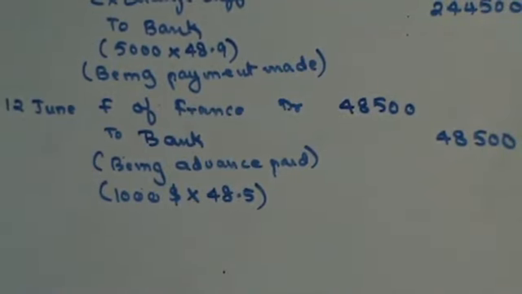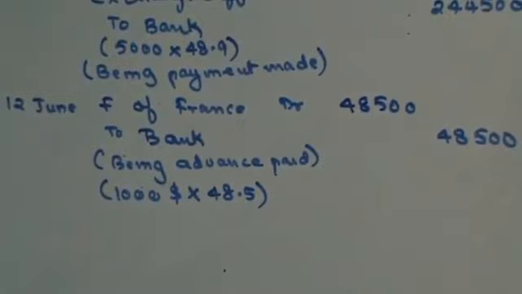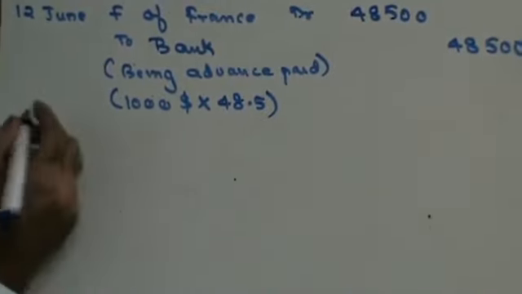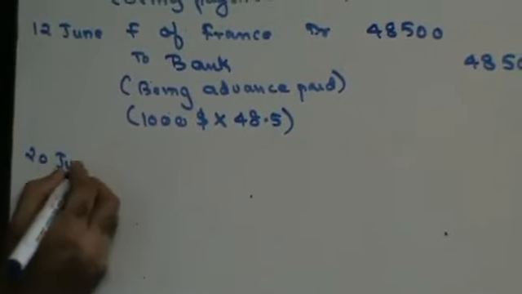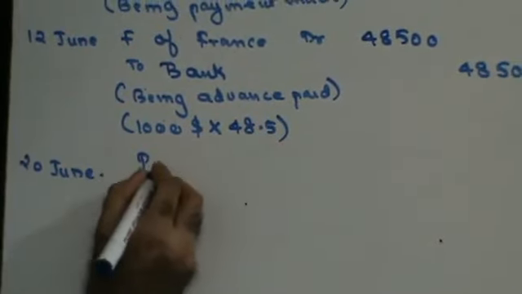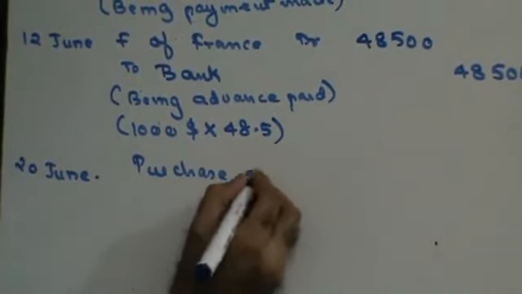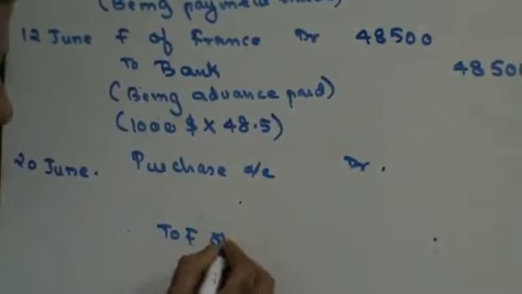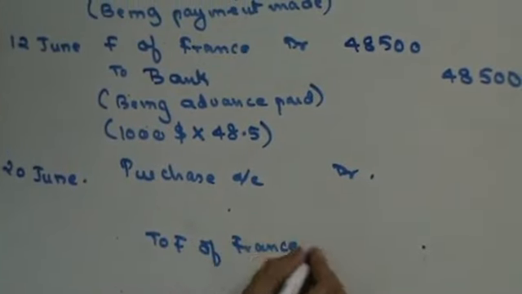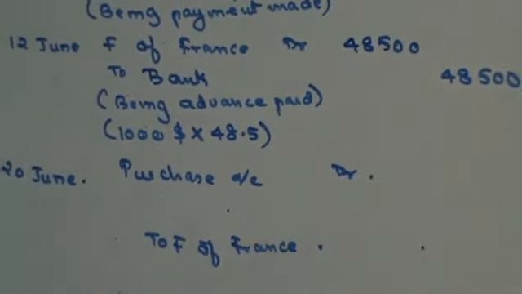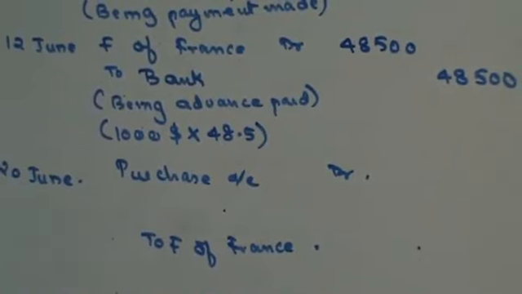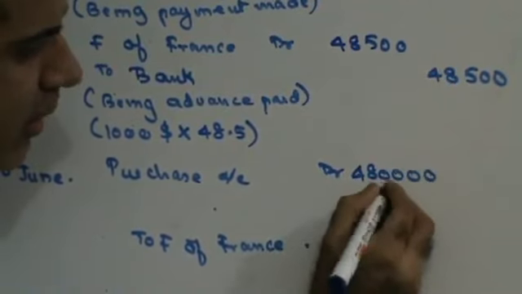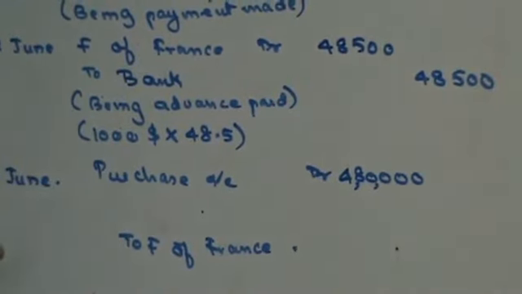After 12th June you have 20th June. On 20th June, imported goods of $10,000 from F of France. So on 20th June you imported goods. Debit what comes in? Purchase account debit, leave a line to F of France. You have purchased goods of $10,000 and the dollar rate is 48. So that's going to be 4,80,000.